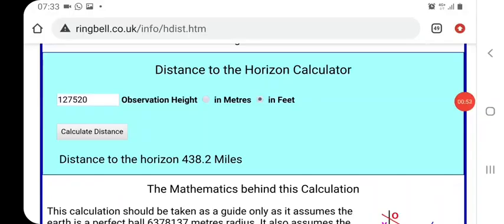Now what I've done, distance to the horizon calculator, I put in Felix's observation height, i.e. the height of the balloon. I've got a figure to the horizon, which is 438.2 miles. So we've got the figure to the horizon now from Felix's viewpoint, or height I should say.